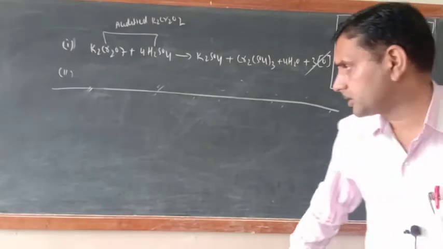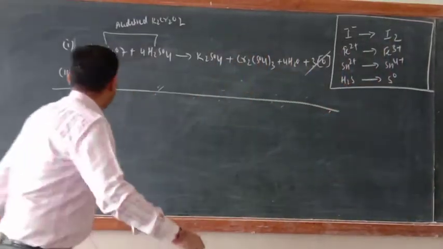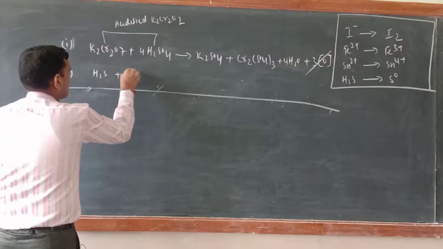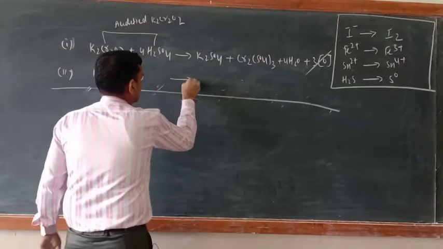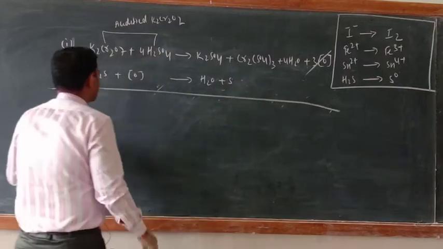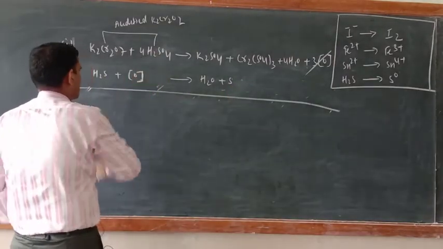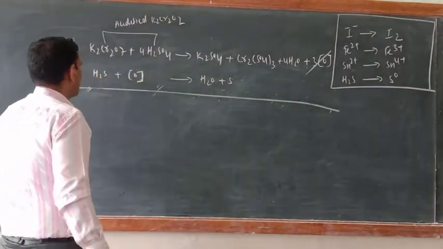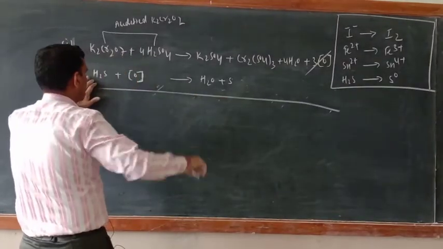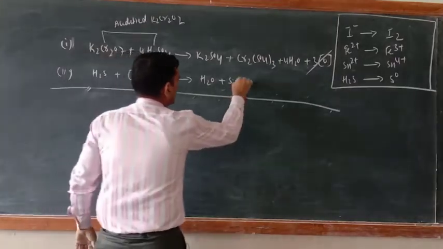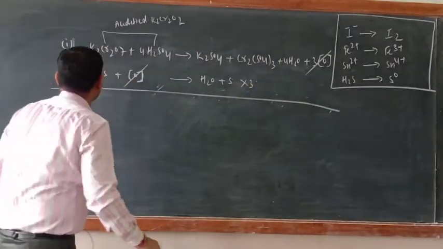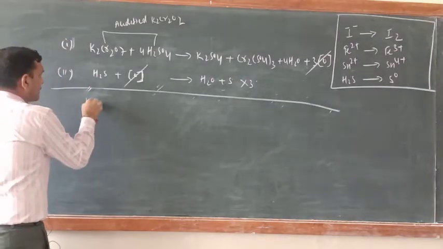Now, third one, sorry. You can take H2S. The first step is common. H2S plus nascent oxygen. So what is the product here? H2O plus sulfur. Now here, everything is balanced. Sulfur is 1, it should be multiplied by 3. So 3O is cancelled out. Now what is the product here?